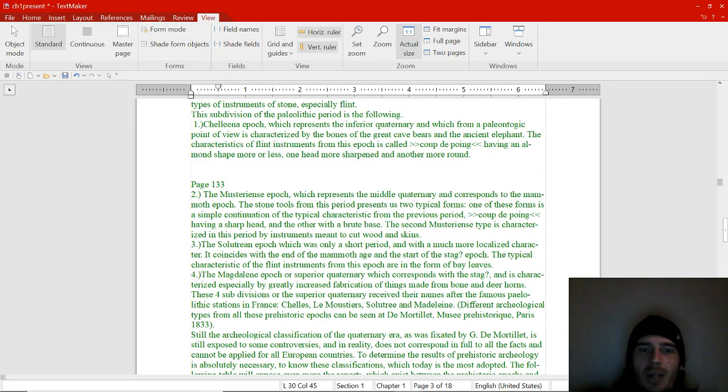The second epoch, or the Mousteriense epoch, represents the middle quaternary and corresponds to the Mammoth epoch. The stone tools from this period present us two typical forms. One of these forms is a simple continuation of the typical characteristic from the previous period, or coupe de poing, having a sharp head, and the other with a brute base. The second Mousteriense type is characterized in this period by instruments meant to cut wood and skins.